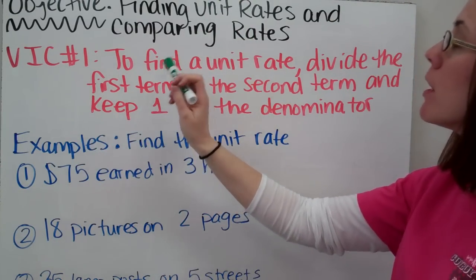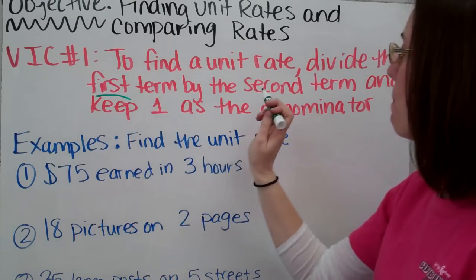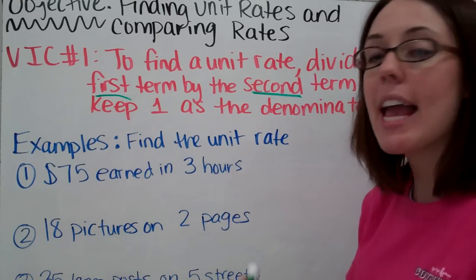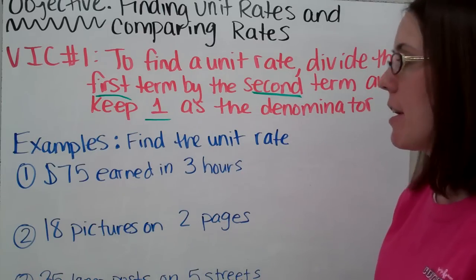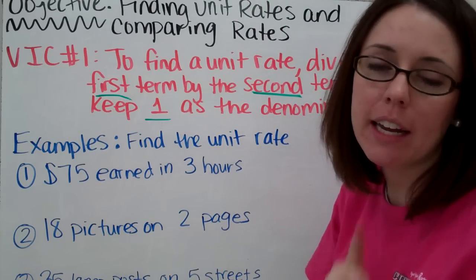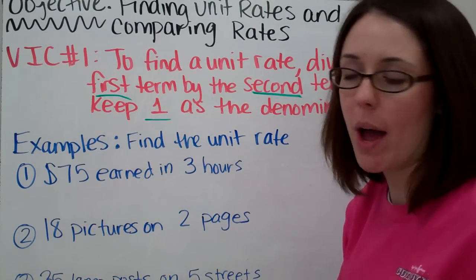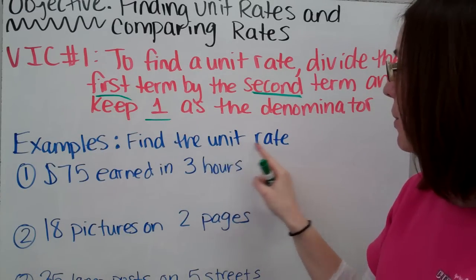Big number one, to find a unit rate, divide the first term by the second term and keep 1 as the denominator. Another way of saying that is divide the numerator by the denominator and keep 1 for your denominator. Remember, a unit rate has a denominator of 1. Examples, find the unit rate.